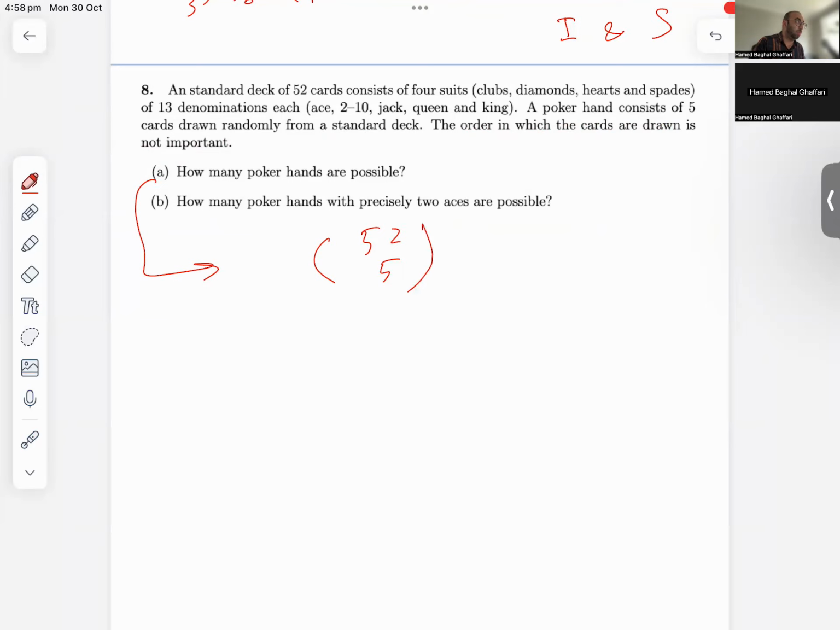For part B, how many poker hands have precisely 2 aces? We've got, of course, 4 aces. So choosing 2 of the aces, times choosing 3 cards from the rest of the cards, which is 48 of them. So 48 choose 3. This will be the answer of part B.